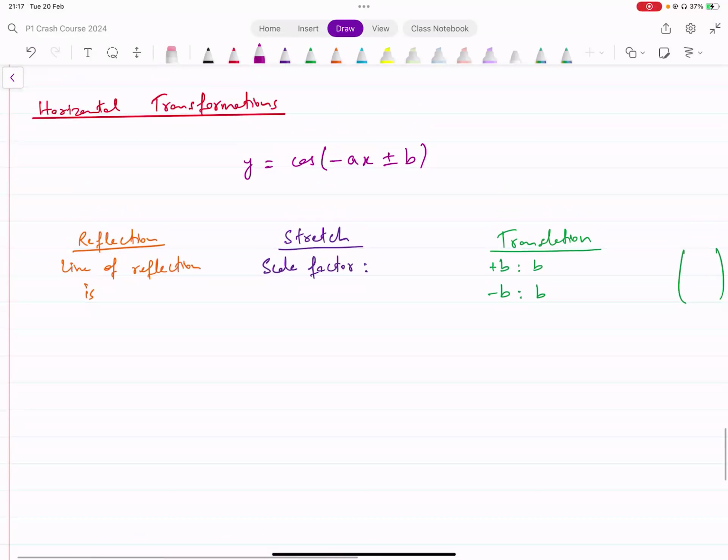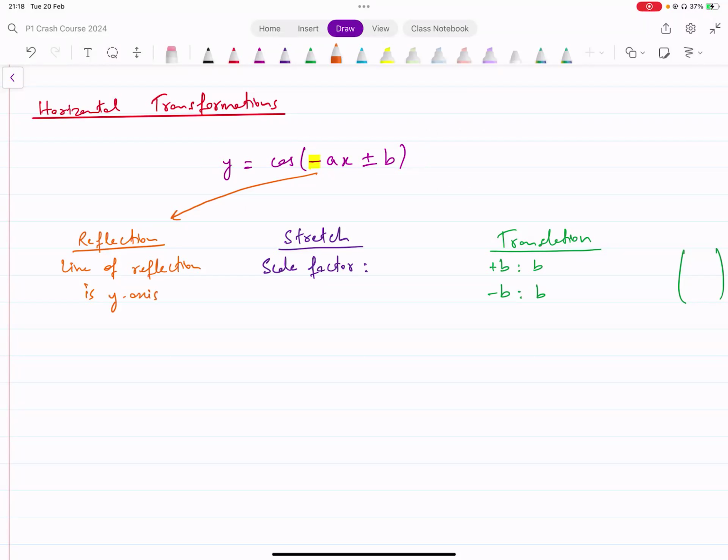Okay. Now let's talk about the first one. If it's multiplication with a negative sign, that means it's a reflection, and it's a horizontal reflection. The movement of the graph is horizontal. The line of reflection is going to be the y-axis. So if you replace x with minus x, it's a reflection in the y-axis. Okay, what about a?